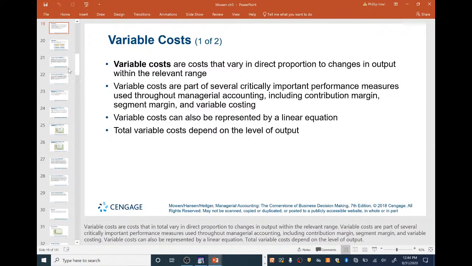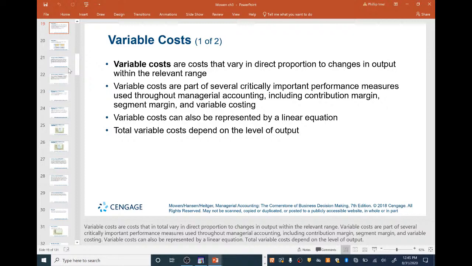So let's talk about variable costs. These are costs that vary in direct proportion to changes in output within the relevant range. Once again, remember, we want to stay within this relevant range. Anything outside of it could really distort the overall picture of what the cost is that we're trying to infer here. Okay, so variable costs are part of several critically important performance measures. These performance measures are used throughout managerial accounting, including contribution margin, segment margin, and variable costing.